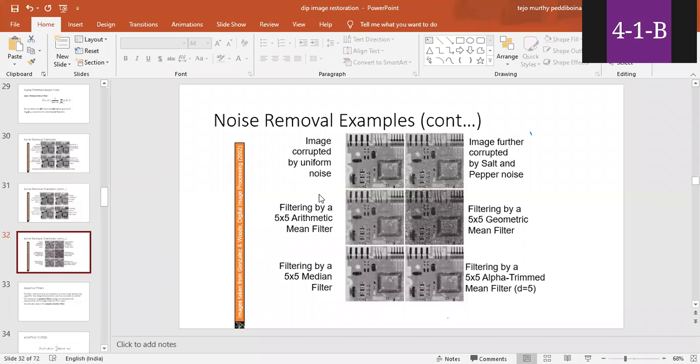Image corrupted by uniform noise, filtered by an arithmetic mean filter, it's not good. Filtering by a median filter is okay. Like this, it is there.